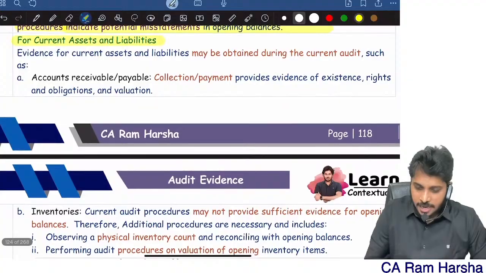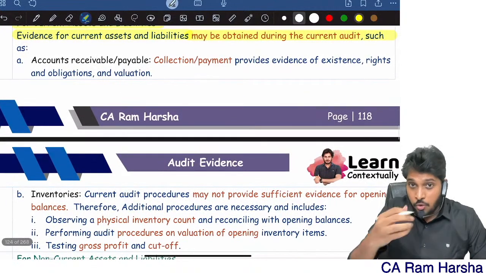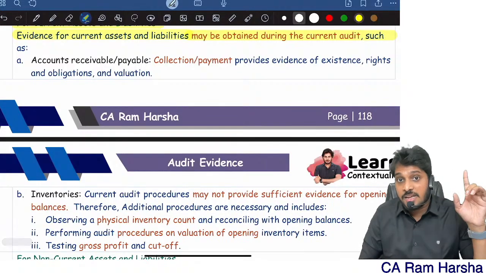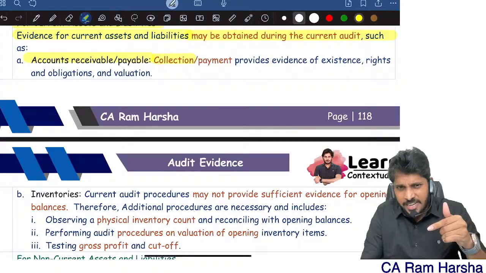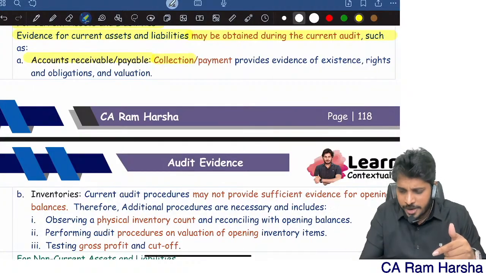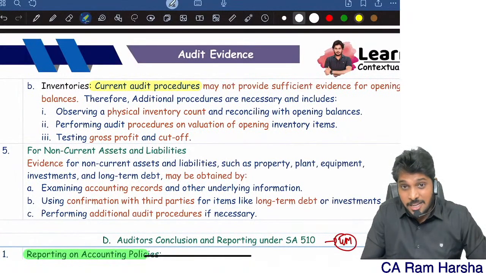For current assets and liabilities, evidence may be obtained during the current audit. Like how in the current audit do we get evidence regarding current assets and liabilities? For trade receivables and payables, in the current year collections might be there or the amounts might have been paid. That itself is evidence for existence. Inventory: current year procedures may not provide sufficient evidence regarding opening inventory value. Therefore, additional procedures are necessary.